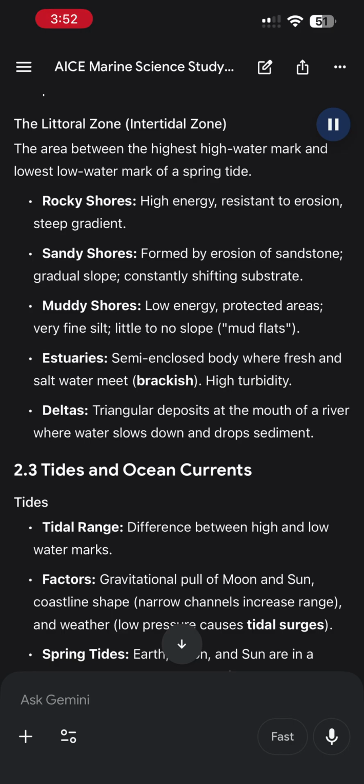Mudflats. Estuaries, semi-enclosed body where fresh and salt water meet. Brackish. High turbidity. Deltas, triangular deposits at the mouth of a river where water slows down and drops sediment.